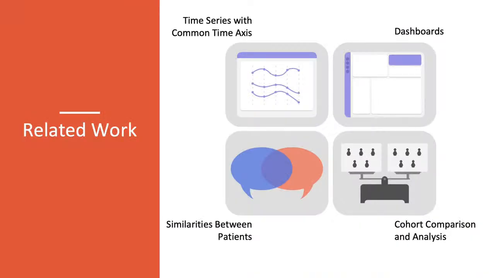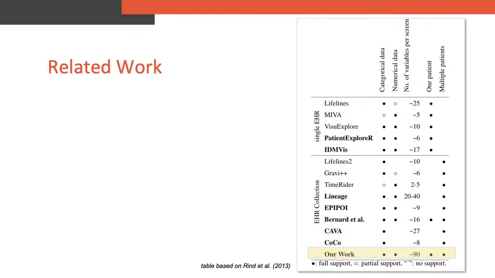Related work can be divided into 4 categories: systems that display patient data as a time series with a common time axis, systems that are based on dashboards, those that show similarities between patients, and finally, systems that allow comparing and analyzing cohorts of patients. We analyzed related works based on characteristics we found in a survey by Rind and co-authors.